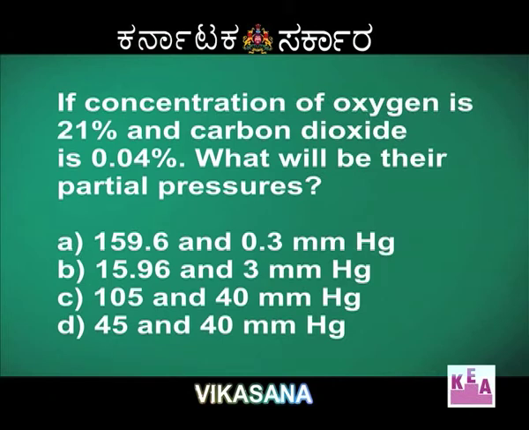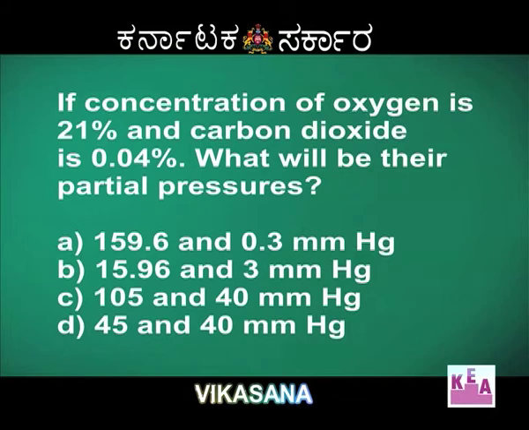This is an interesting question. The question is, if the concentration of oxygen is 21% and carbon dioxide is 0.04%, what will be their partial pressures? They have given 4 options and you can easily read them.